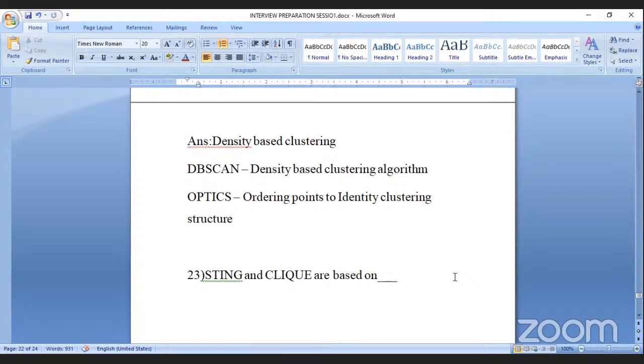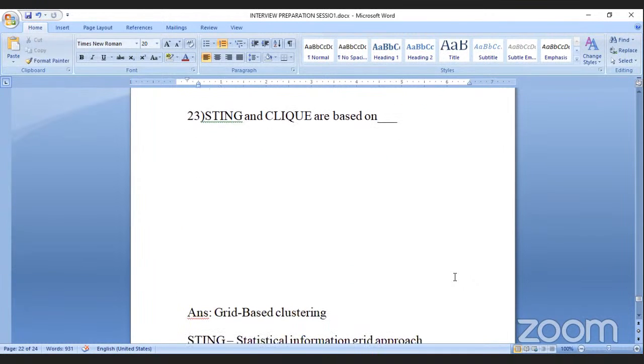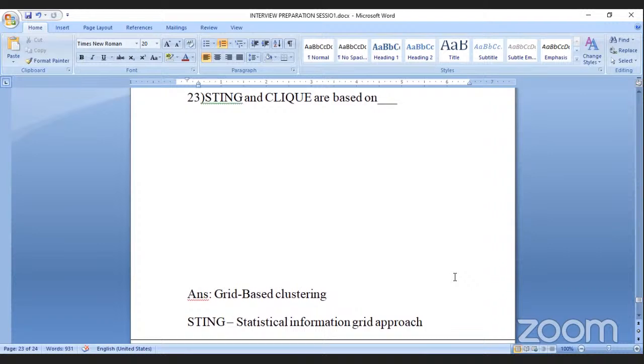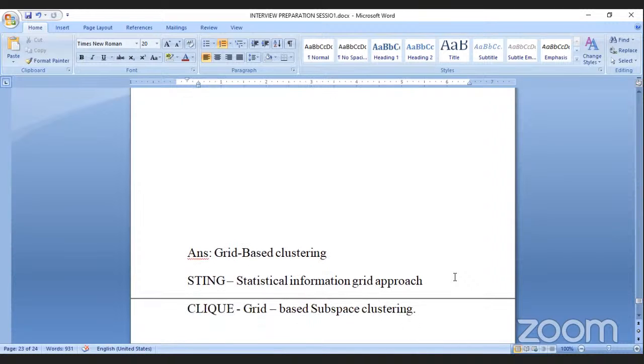Okay, let's move to the answers. These two methods are grid-based clustering techniques, friends. STING is the statistical information grid approach, and CLIQUE is grid-based subspace clustering. Yes, grid-based. Exactly. Correct.